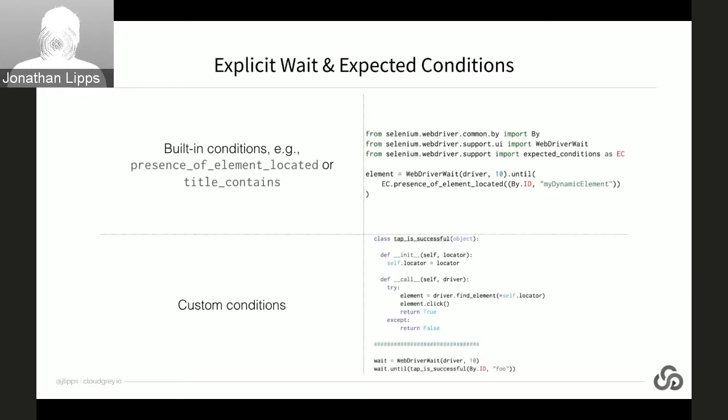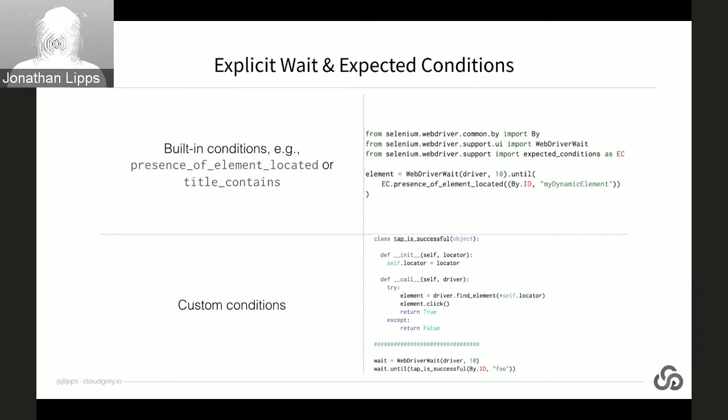We can also write custom conditions that plug into the until method. So here's a custom condition. It's a class that I've called tap is successful, and it takes a locator. Basically what happens when it's called, and we put everything in this magic method call here, is that's what gets triggered when until actually ends up calling it later. Basically, we try and find the element and tap on it. If both of those commands work, great, we're done. If either one fails or throws an exception for whatever reason, then we will try again.